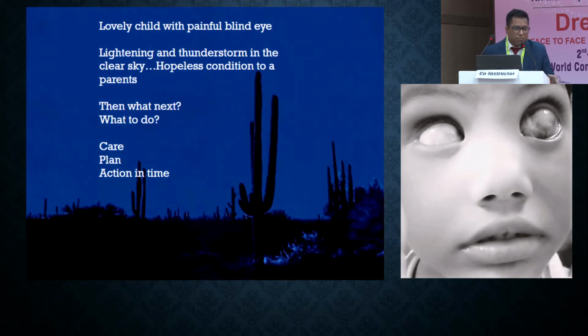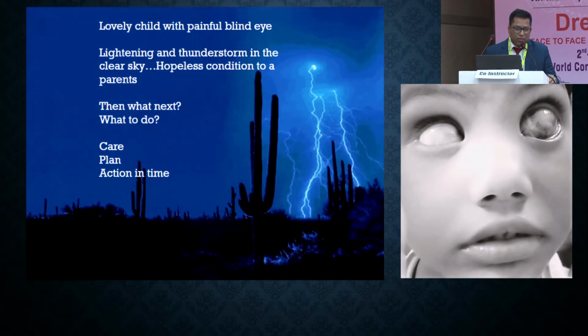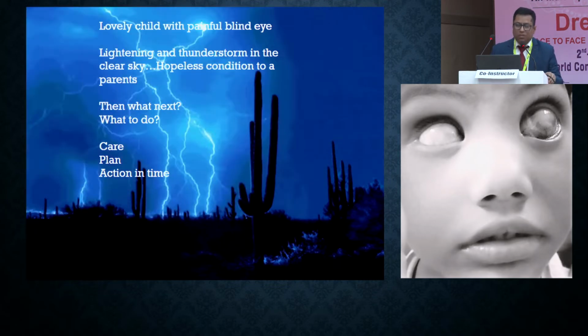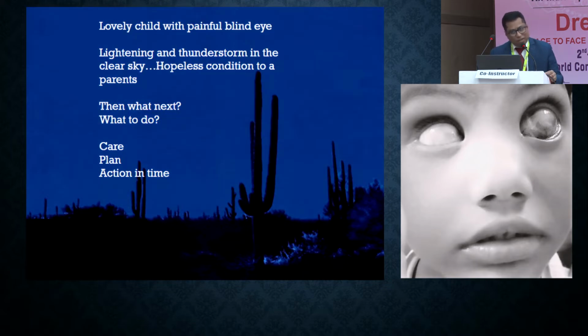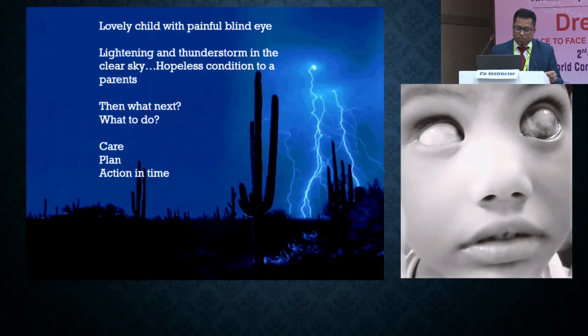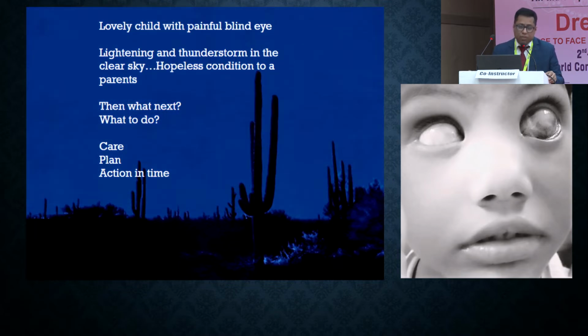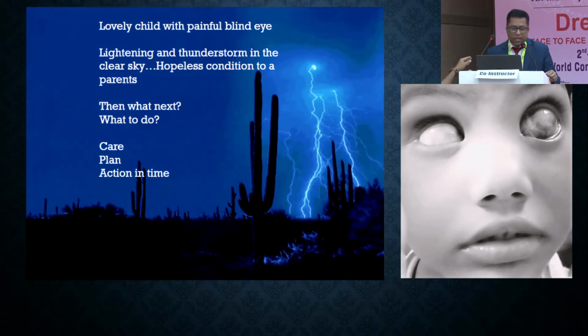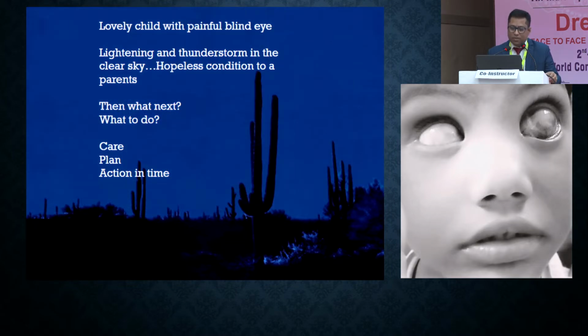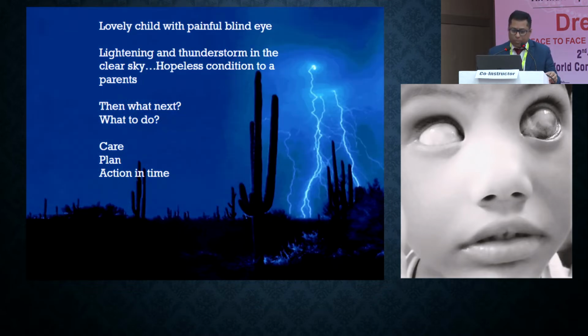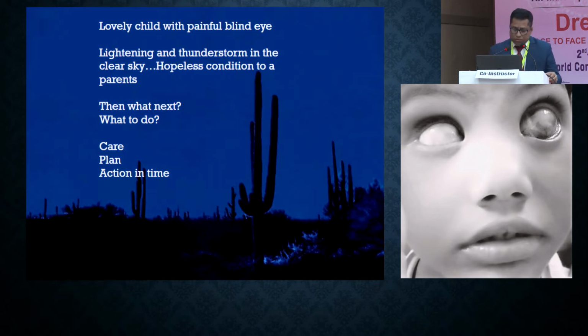I've been here for the last 45 minutes, and everything I knew on UBM in congenital glaucoma, childhood glaucoma, that was really an ocean of knowledge. I gathered a lot, and now my presentation is quite different from such UBM and investigation procedures. This is all about congenital glaucoma, my little experience in my country. A lovely child with a painful blind eye. This is a lightning and thunderstorm in a clear sky, a hopeless condition in appearance. Then what next? What to do?